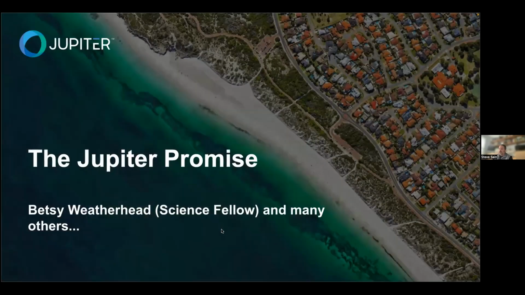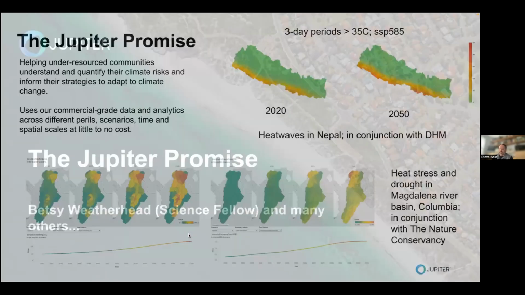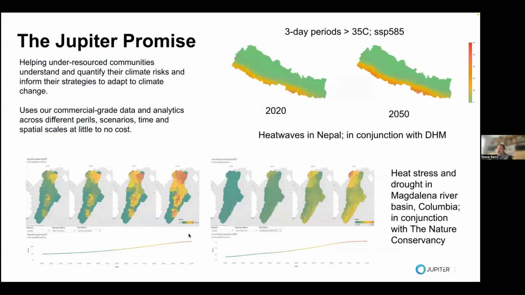Lastly, I'll just talk about something we call the Jupiter Promise, and that's trying to help under-resourced communities with our climate data. We've got a number of different projects in the works. I'm not going to be able to say too much here because I think I'm running short of time. But for example, we have a project going on in Nepal. Nepal isn't heavily instrumented and is in dire need of thinking about building adaptation strategies. So we provided them some data. For example, here, this is looking at heat waves, 3-day periods above 35 Celsius, and how that's going to change in the next couple of decades.